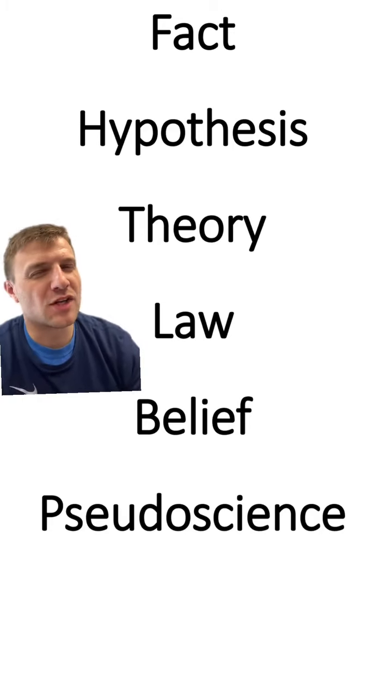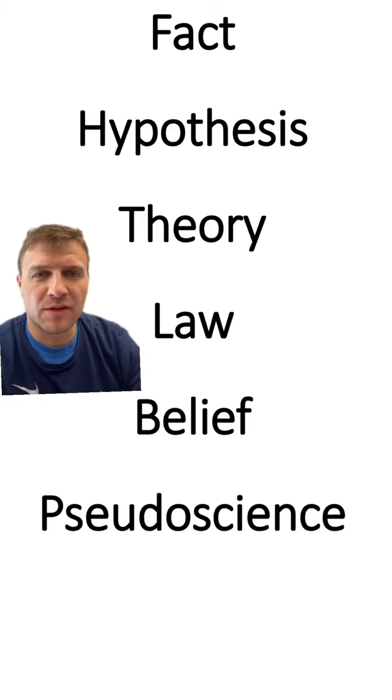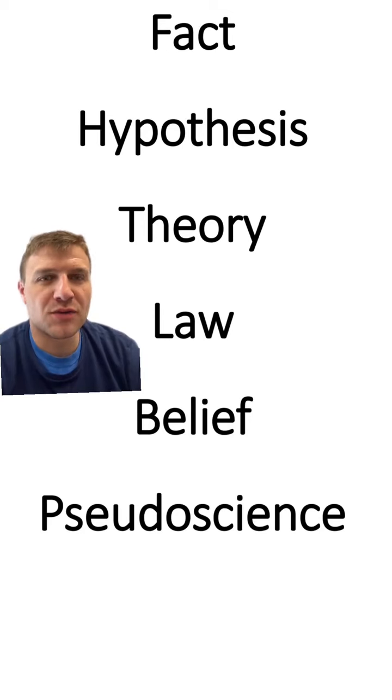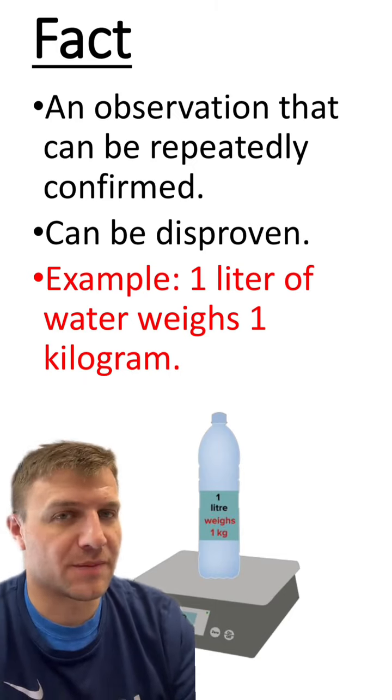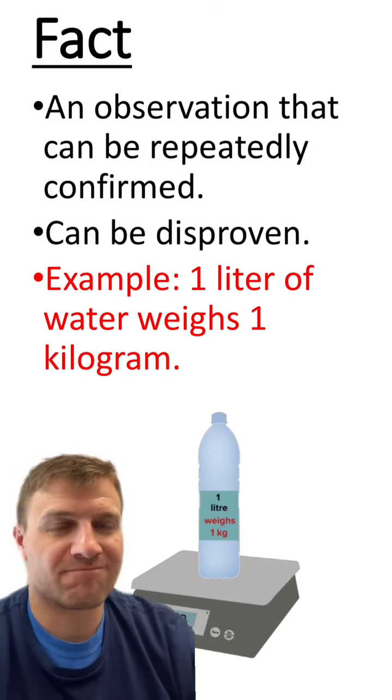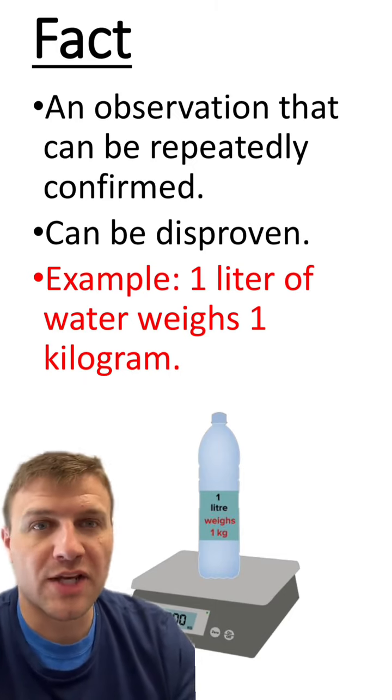Before I teach evolution, I like to go over these scientific vocabulary words, because I think it's important that students understand the difference between these 6 words. First is a fact. This is an observation that can be repeatedly confirmed. Facts can also be disproven. An example is 1 liter of water weighs 1 kilogram.